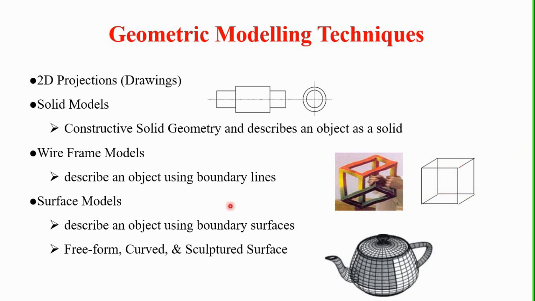Again, surface models. Surface models mean the object is modeled using small surfaces, as we can see here, and it describes an object using boundary surfaces. These boundary surfaces are used to define the object. Freeform curved or sculptured surfaces are also used to describe these kinds of surface models. So these are the three modeling techniques: solid models, wireframe models, and surface models. We will see them in detail one by one.